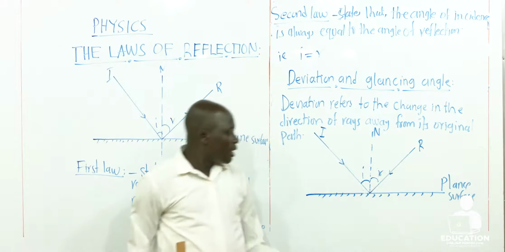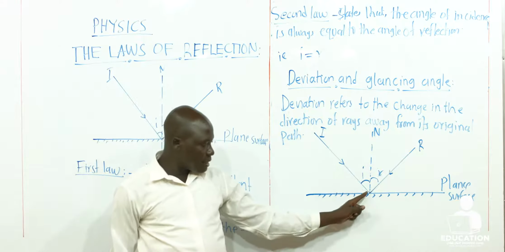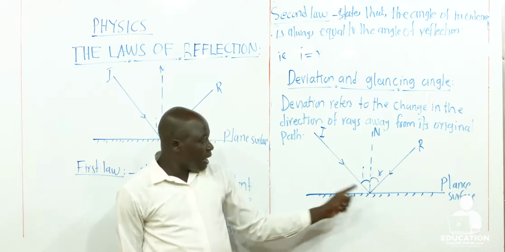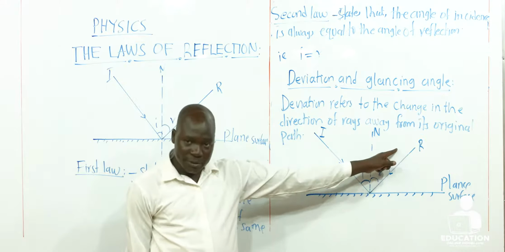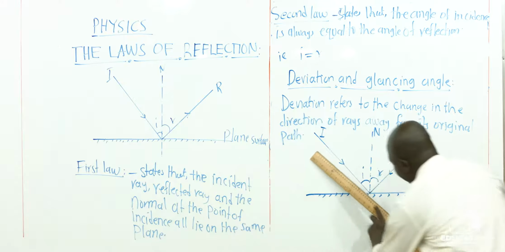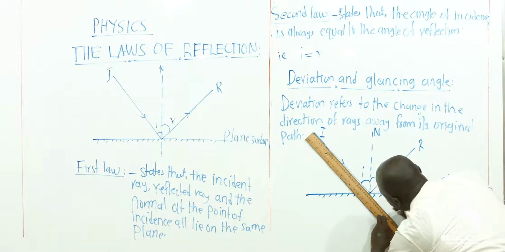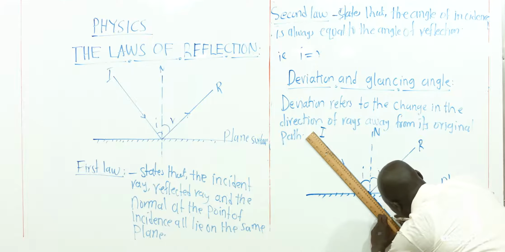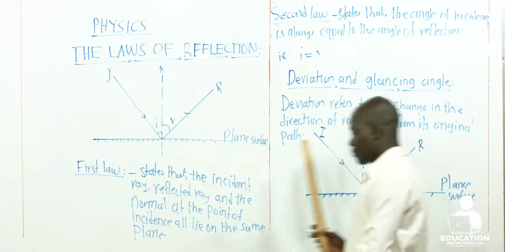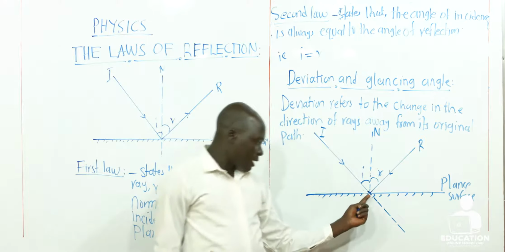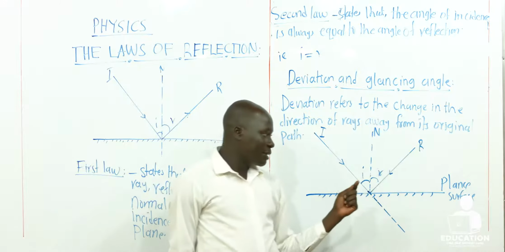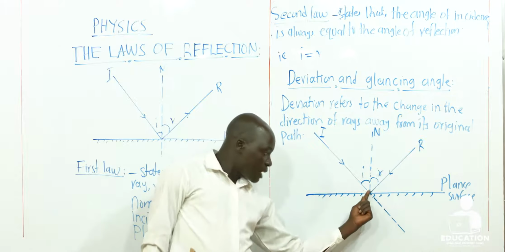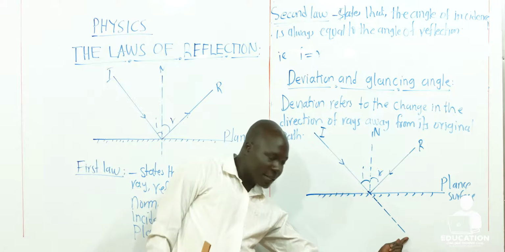Now dear learners, this ray was traveling in this direction, but it has been reflected. Had it been that the direction of this ray had not changed, this ray would be traveling in this direction. It would continue in this path. But due to the reflecting surface, its direction has changed. But if this reflecting surface was not there, this ray would proceed in this direction.